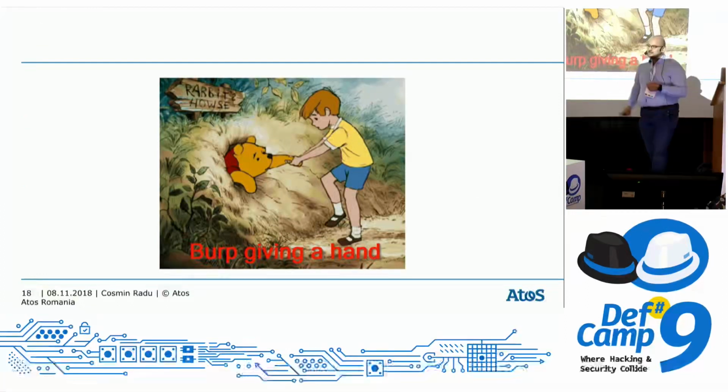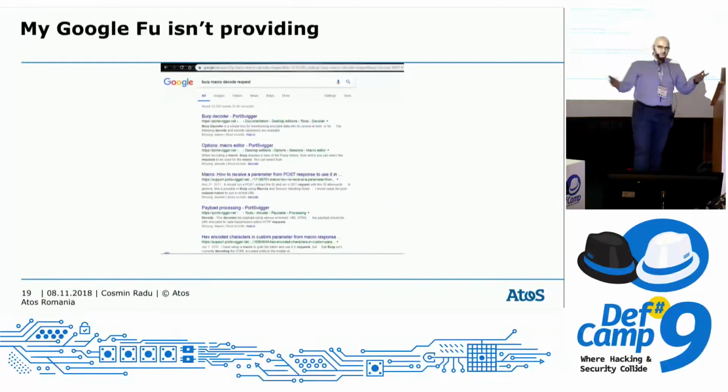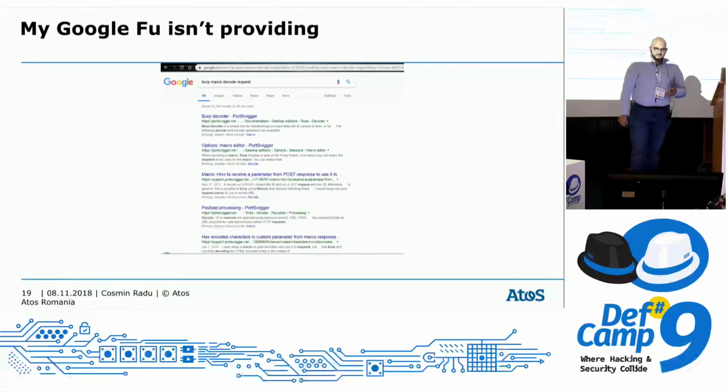So I have Burp here giving a hand. I don't remember the name of the little child in the cartoon, but that's Burp now. Or at least I thought so. My Google foo wasn't providing. I first wanted to use a macro, a Burp macro, to decrypt the content, but it didn't work. I've wasted half a day doing that. I was literally stuck again.